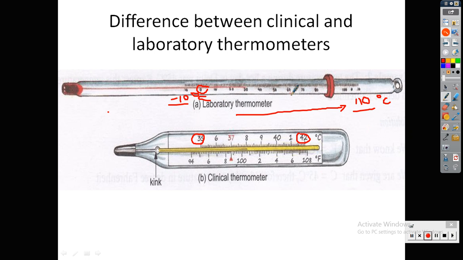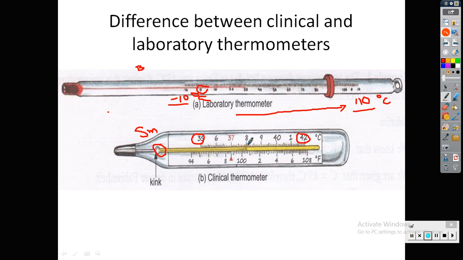So this is one difference between the clinical and laboratory thermometer. What are the other differences? You can see here, the kink is present in the clinical thermometer, but there is no kink in the laboratory thermometer. That is, the kink is absent in the laboratory thermometer. And you can see the size. This is big in size, and the clinical thermometer is small in size. So these are the differences between the clinical thermometer and the laboratory thermometer.